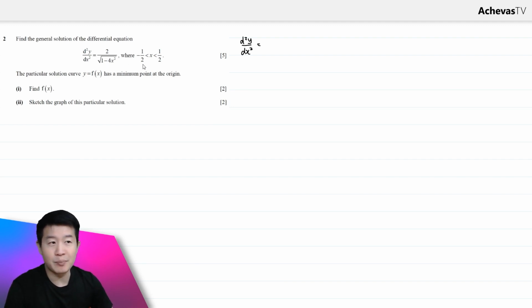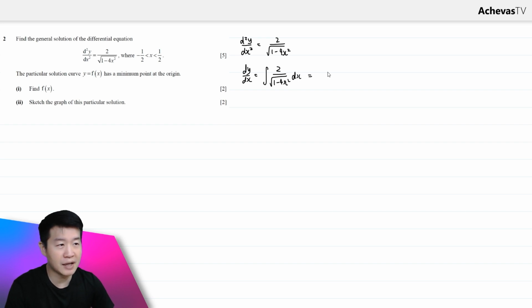So anyway, we have a simple differential here. This is 2 over square root of 1 minus 4x squared. This is a simple differential because d square y dx square is in terms of just x. So in order for us to find dy dx, is just a simple integration of this. So integration of 2 over square root of 1 minus 4x squared.